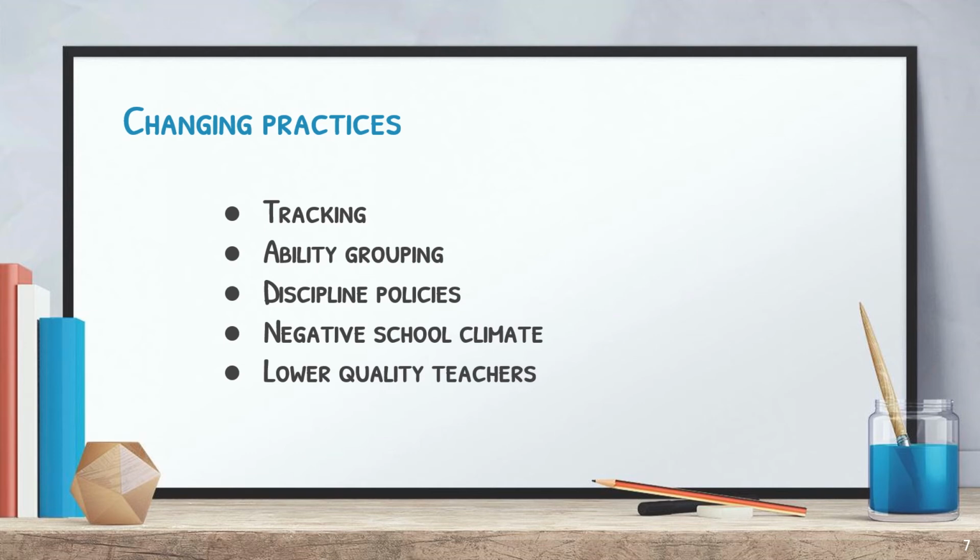Ability grouping refers to a design strategy that places students with similar skills together. This often results in less rigorous instruction and lower expectations for students who are thought to have quote-unquote lower skills. Data are also used to inform discipline policies, which disproportionately target some groups more than others. Taken together, these practices can lead to a negative school climate, which makes it undesirable for the most experienced and talented teachers.